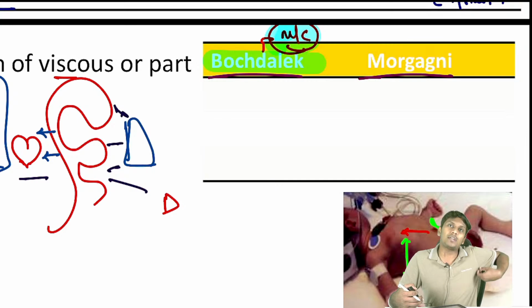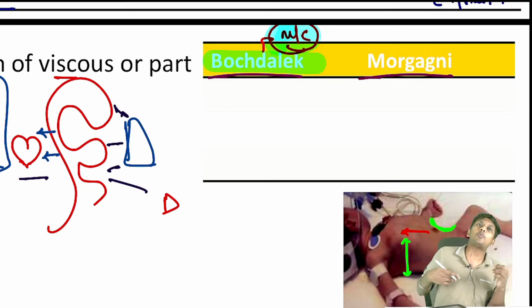It is present posterolaterally. Posterolaterally मतलब पीछे की तरफ होता है थोड़ा. Okay, it is present posterolaterally. उसके अपोजिट पूरा जो होता है वो Morgagni होता है. That means Morgagni will be present on the right side and it will be present in the anteromedial side. बीच में होता है, आगे की तरफ और बीच में.